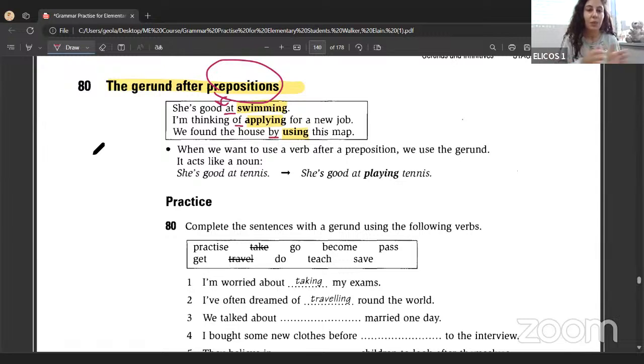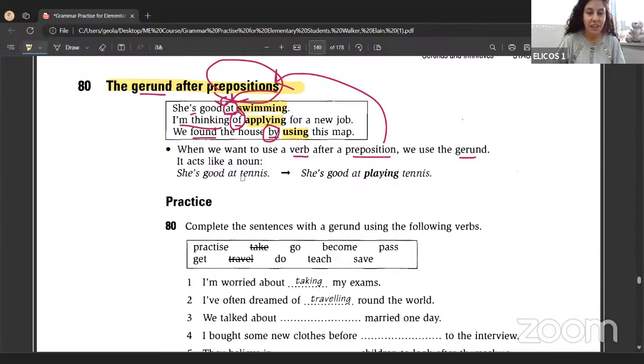So you can see now we've already got the first verb. You can see here, she is, I'm thinking, we found. That's your first action. But then when you want to add another action, especially if it's at swimming, of applying, by using, we're going to talk about how we make this structure of a sentence. So when we want to use a verb after a preposition, remember all these at, of, by, we use the gerund. So it acts like a noun.